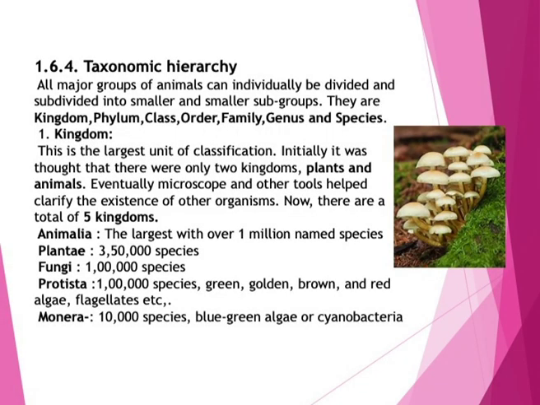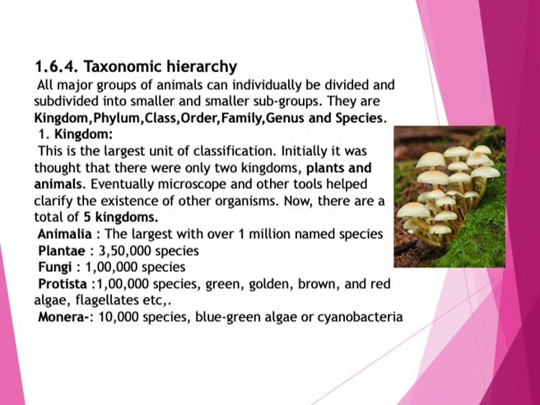What is taxonomic hierarchy? All major groups of animals can individually be divided and subdivided into smaller and smaller subgroups. They are kingdom, phylum, class, order, family, genus and species. Kingdom, this is the largest unit of classification. Initially it was thought that there were only two kingdoms, plants and animals. Eventually, the microscope and other tools helped clarify the existence of other organisms. Now, there are a total of 5 kingdoms.